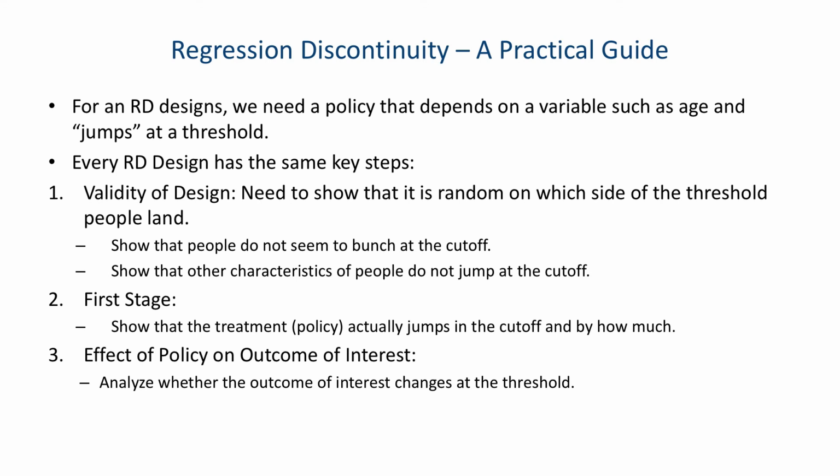Then we show the first stage. For this, we show that the treatment or the policy variable actually jumps at the cutoff, and by how much. So we want to show, for example, that potential benefit durations really increase at the age cutoff. This is usually pretty easy to do.